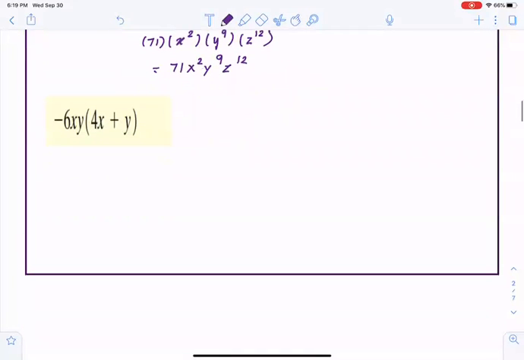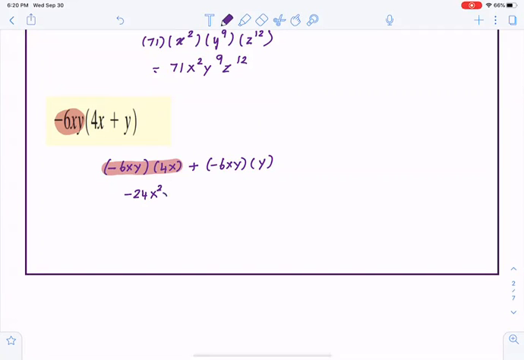So the key here is to distribute. If I distribute the term that is outside, which is negative 6xy, I will have negative 6xy multiplied by the first term, which is 4x, plus negative 6xy multiplied by y. So in the first term, right here, negative 6 times 4 is negative 24. X times x is x squared. There is a y in the first part, but there is no y, so y times 1 would be y.